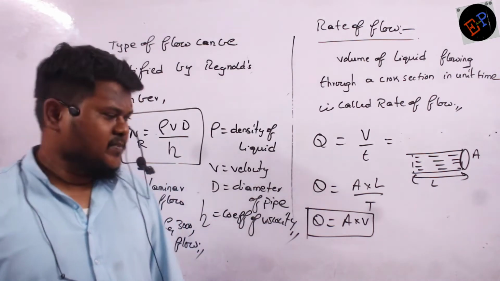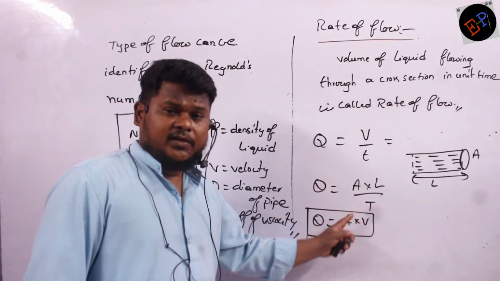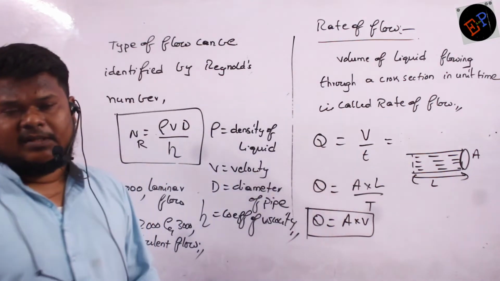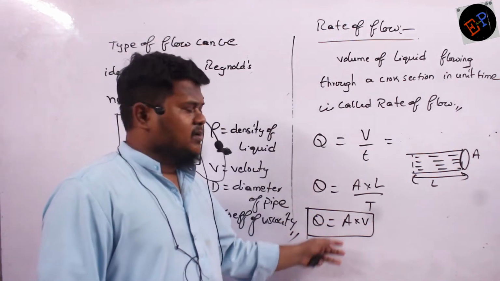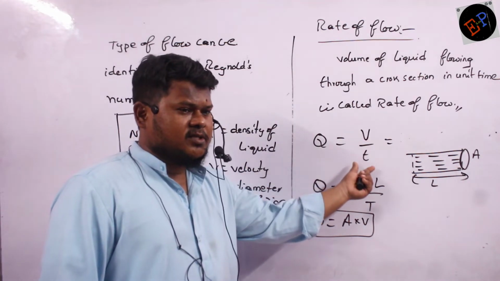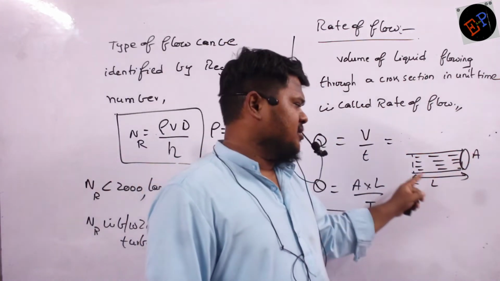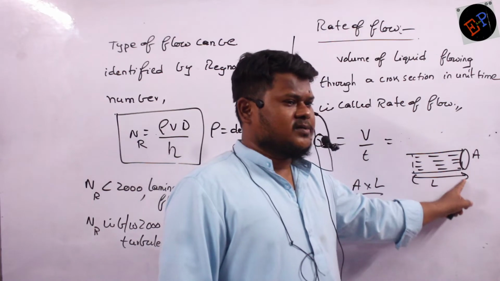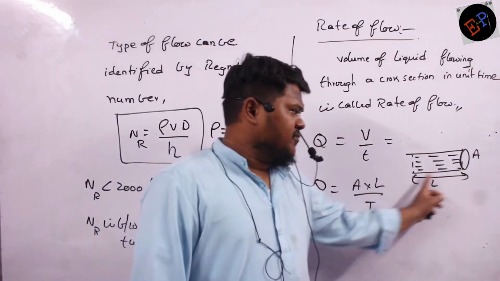Are you able to understand? So area of cross section of the pipe multiplied by velocity of the liquid. That is called rate of flow. Are you able to understand how we have derived this? Volume of liquid crossing a cross section in unit time. So how much volume of liquid is crossing a cross section? Length L of the liquid is crossing an area of cross section of A. So this much liquid will go, no?